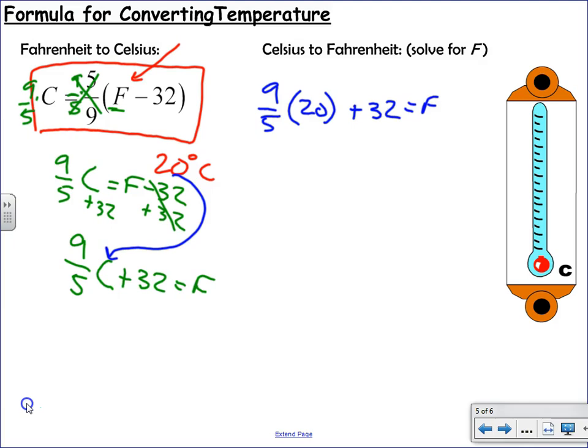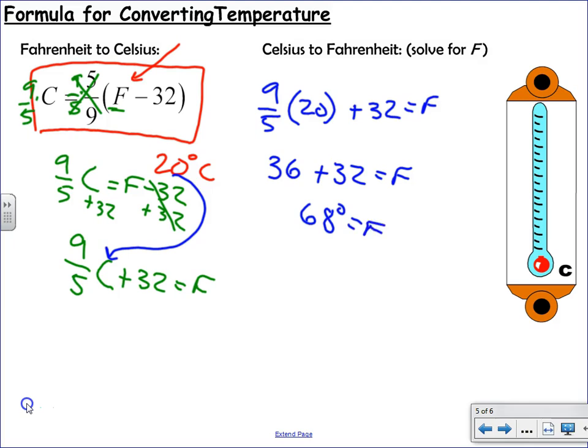So 9 times 20 is 180. 180 divided by 5 would be 36. And then we add 32. And that would be equivalent to 68 degrees in Fahrenheit.